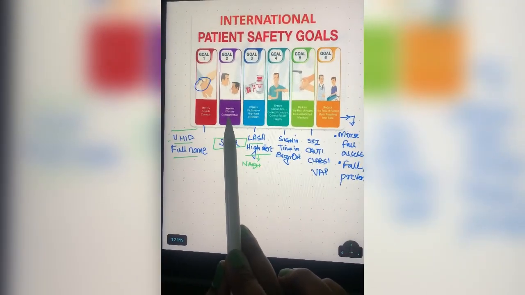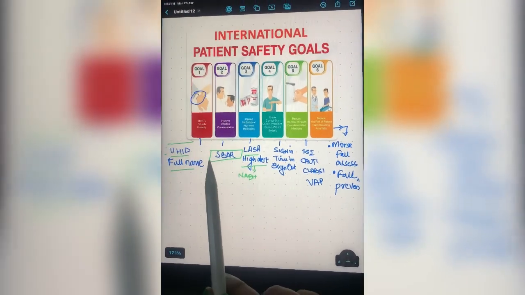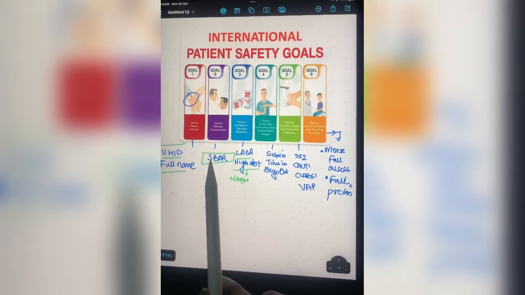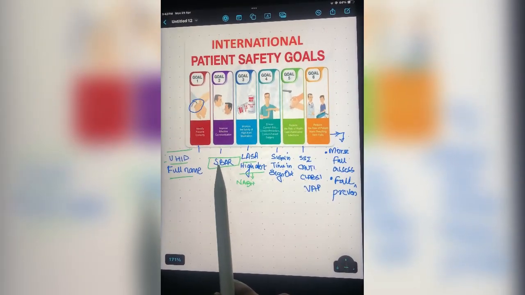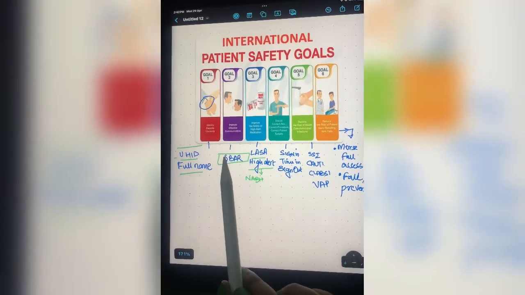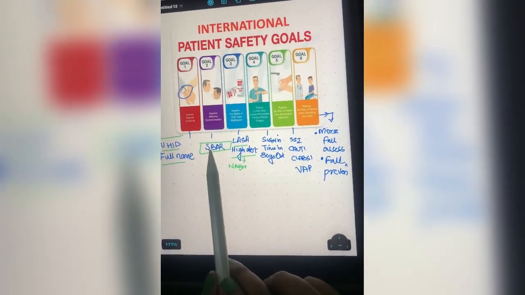The IPSG goal 2 tells you about improving effective communication. We have a tool known as SBAR, where situation, background, assessment and recommendation are covered for the patient. If I need to communicate with the healthcare provider, I need to talk in the SBAR format.